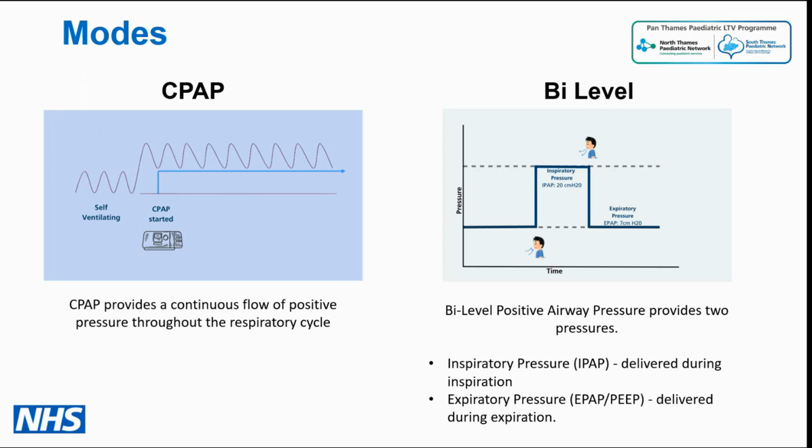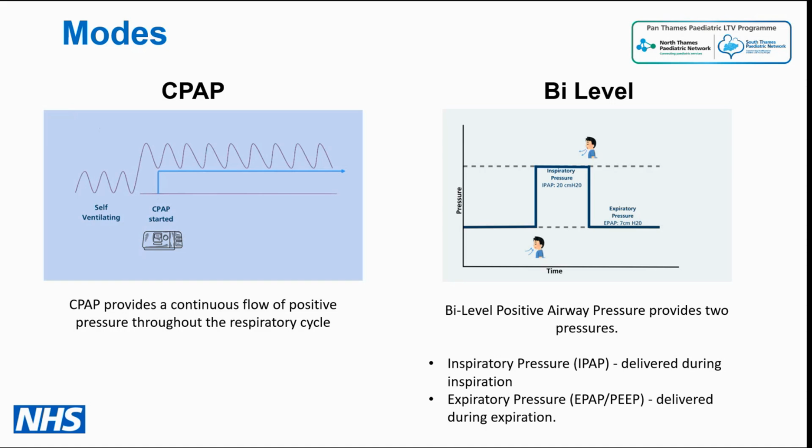Bi-level is an umbrella term, so there's lots of different versions of bi-level that the child could be on, and our ventilators can deliver. We can support a child with their own respiratory effort, so we support their own breathing and just make their breathing more efficient, or we can control and mandate their breathing. So it really depends why that child is ventilated to what type of bi-level support they are on.